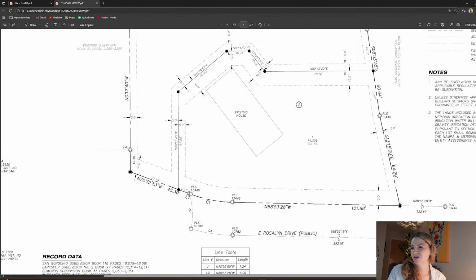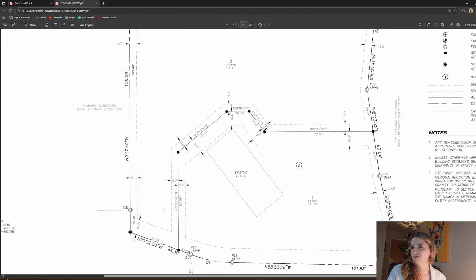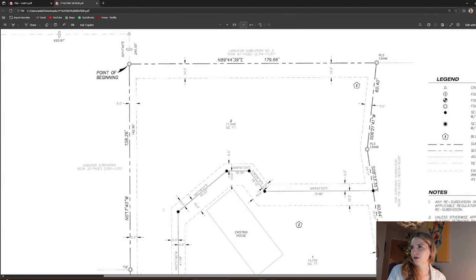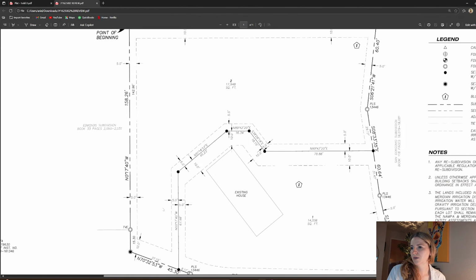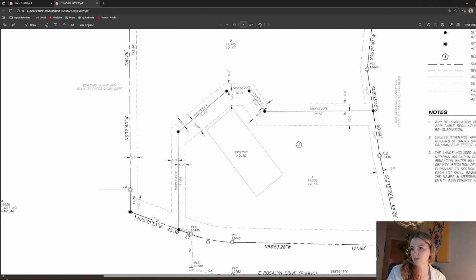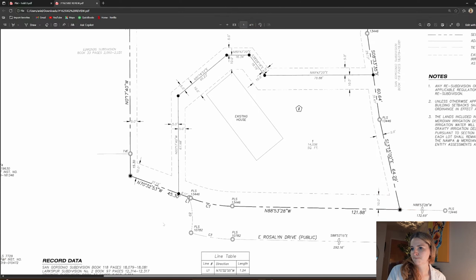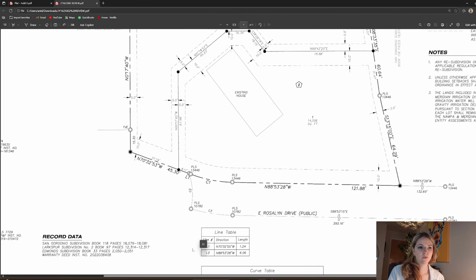I'm not even sure where it is. I don't see it. It's probably just staring me in the face, but I don't see it. So anyway, it would be labeled for line 1 and line 2.